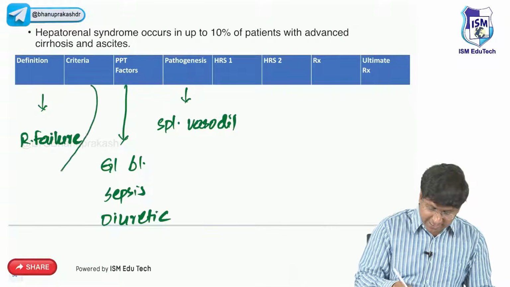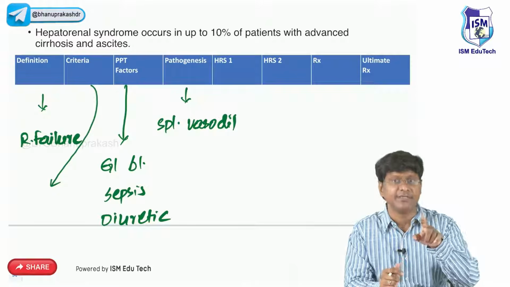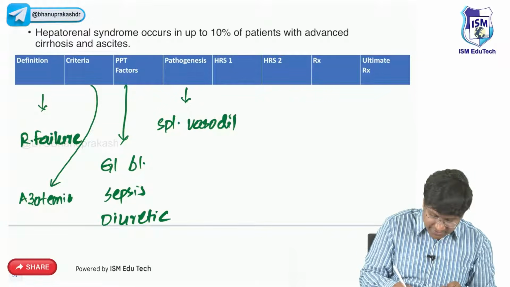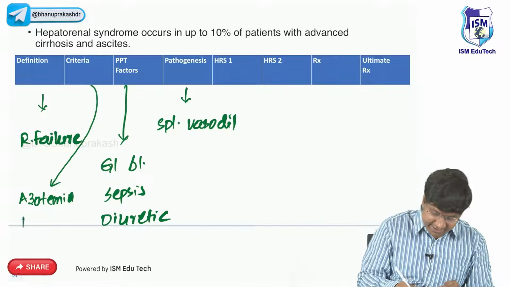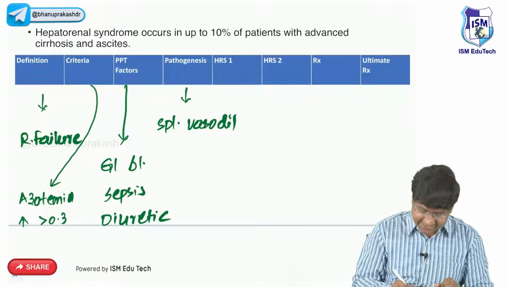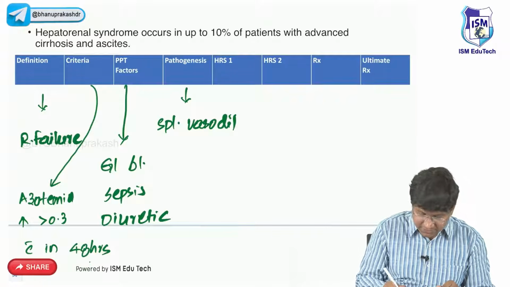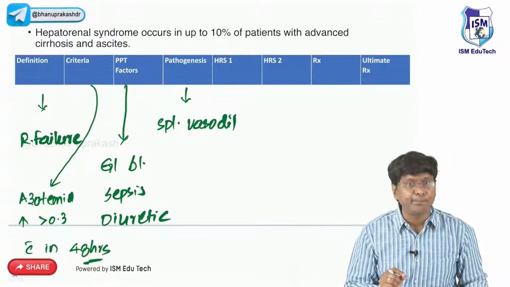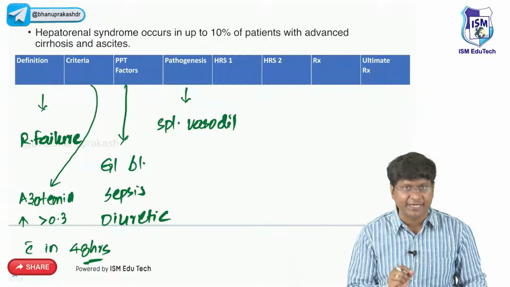The criteria to call it hepatorenal syndrome. It is characterized by azotemia. So what do you mean by the word azotemia? Azotemia means that there is increase in your serum creatinine. And how much should that increase be? The increase in serum creatinine should be more than 0.3 milligrams per deciliter within 48 hours. So that is one of the criteria to call it hepatorenal syndrome.